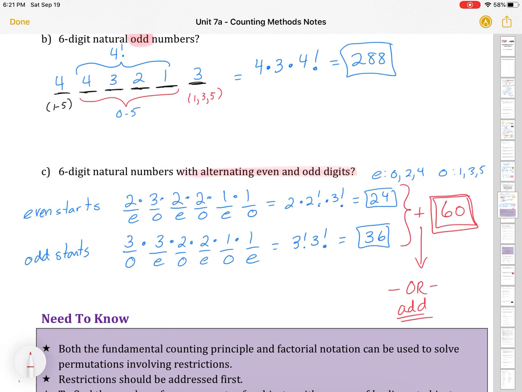You can use your permutation on your calculator if you know that. You can use the formula if you know it. You can just map it out and multiply straight across, because if I look at this last one, if I went 2 times 3 times 2 times 2, I will get 24. If I go 3 times 3 times 2 times 2 times 1, I will get 36. So I didn't have to write it in factorial notation. I just did to show you the option. Use what works for you.